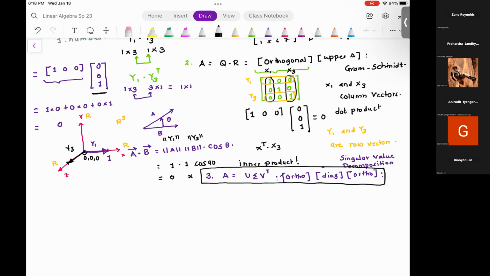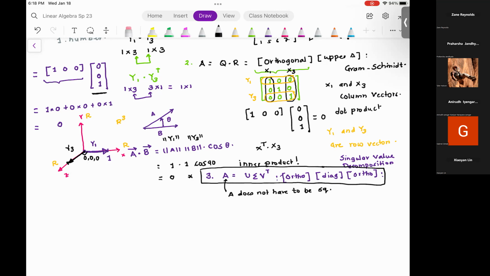Now, we will spend at least 1 or 2 lessons or possibly more on singular value decomposition. But what I want to tell you here is that A does not have to be square. It could be a rectangular matrix, and the rectangular matrix could have a singular value decomposition.